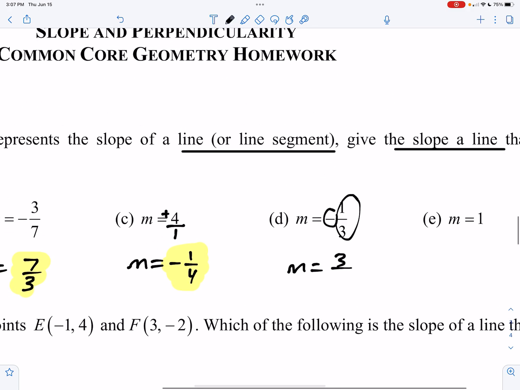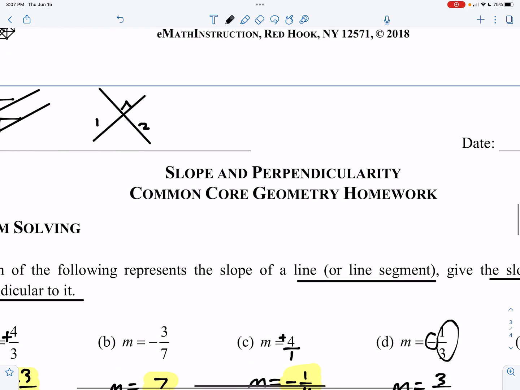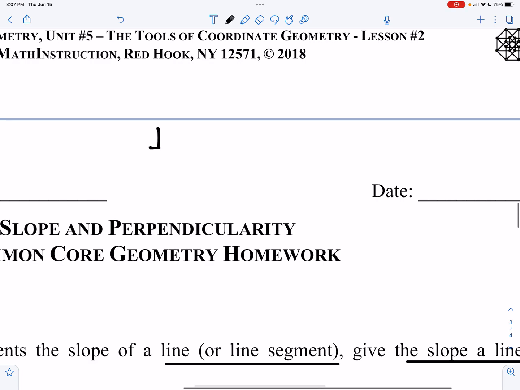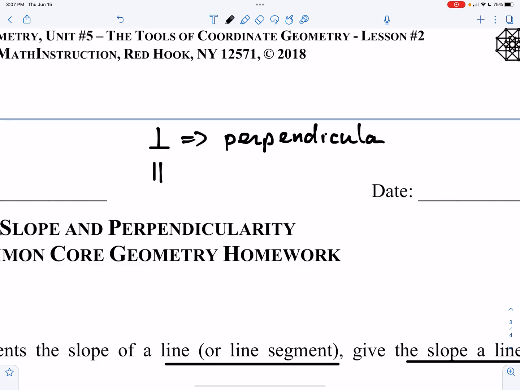And by the way, the symbol we're going to use for this, an upside down T, is the symbol for perpendicular. And two lines that are right next to each other, it's not the number 11, those are two parallel lines. That's the symbol for parallel.